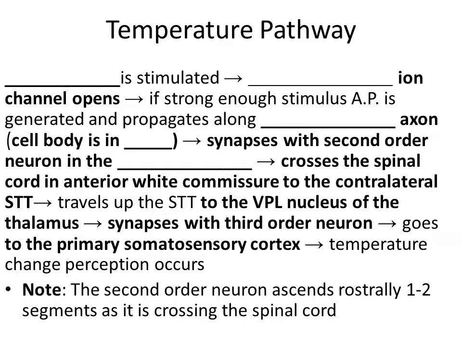So if we do our same process here, let's fill in our blanks. Instead of a nociceptor, what do we fill in for that first blank? Then we're going to be opening certain types of ion channels. What types would they be? If we have a strong enough stimulus to get an action potential, what kind of axons does this information travel on? And where's the cell body located? The synapse is going to take place with the second order neuron where in the spinal cord?